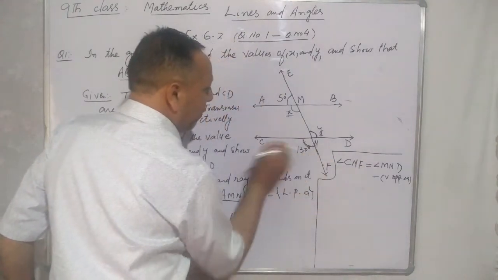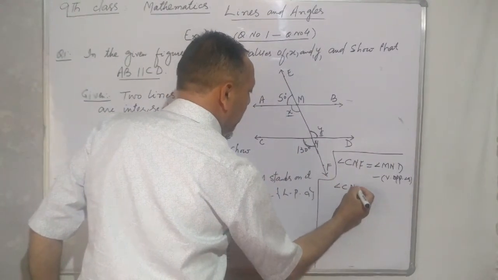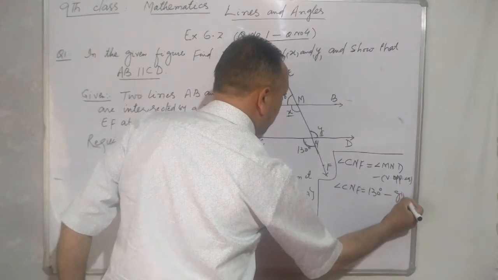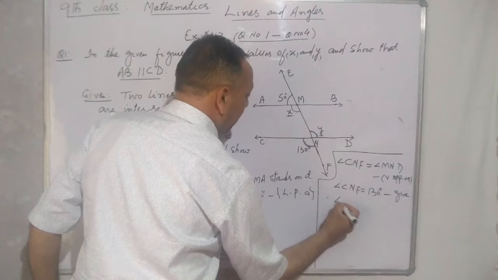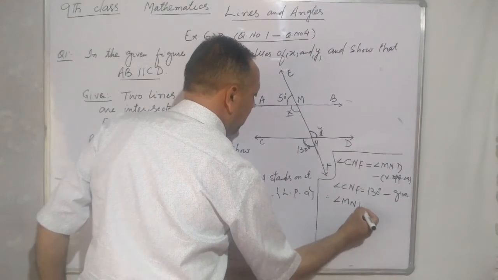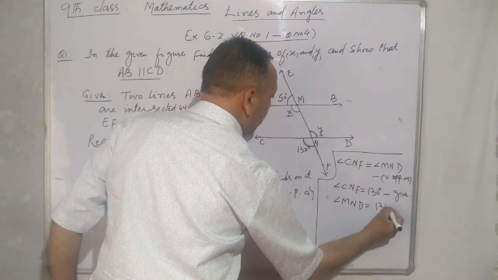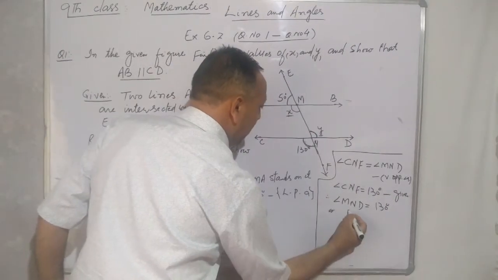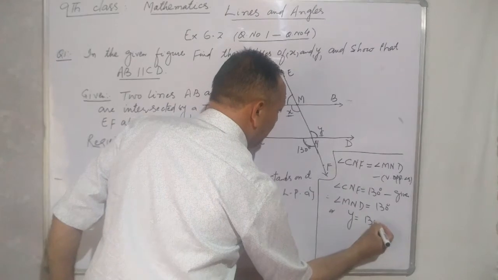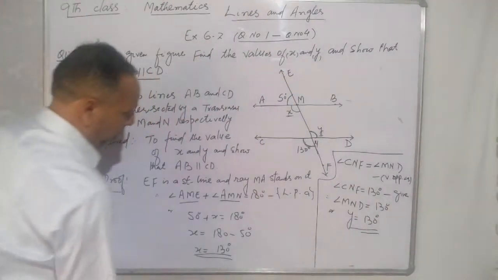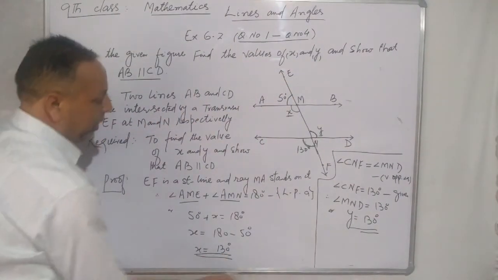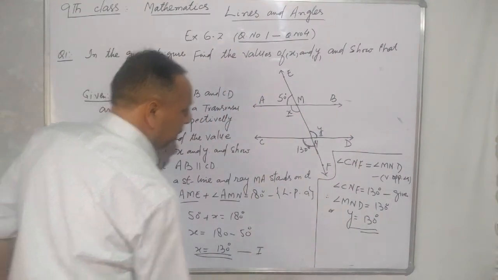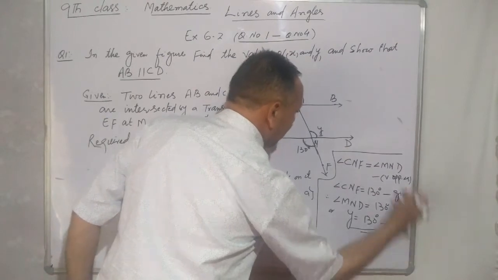Angle CNF is 130 degrees. It is given. Therefore, angle MND is also equal to 130, and this angle MND is marked as angle y, so y is equal to 130 degrees. Now x is 130 degrees, and y is also 130 degrees. Let me name this as the first equation, and this as the second equation.